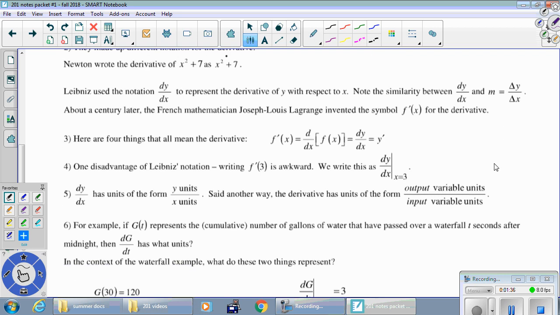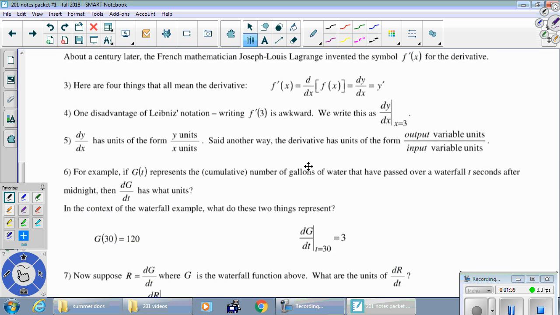About a century later, the French mathematician Joseph Louis Lagrange invented the symbol f prime of x for the derivative. So here are 4 things that all mean the derivative: f prime of x, d dx of f of x, dy dx, and y prime. One disadvantage of Leibniz's notation, writing f prime of 3 is awkward. We write this as dy dx and then the vertical line and then x equals 3, or simply just a 3 down here. So we saw this last class.